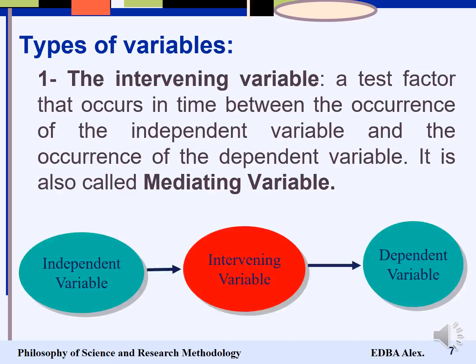Assume, for example, you observe the relationship between the number of working hours and the consumption level, how much money people spend. You may observe that those who work more spend more money. This is a very direct observation. In order to make sure that this relationship is true, that there is a direct relationship between the number of working hours and the amount of money people spend, you may use a test factor called the intervening variable, or sometimes we call it the mediating variable.